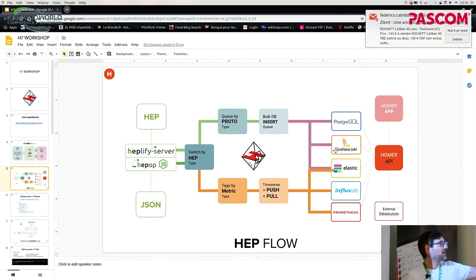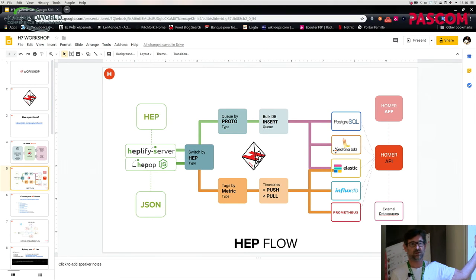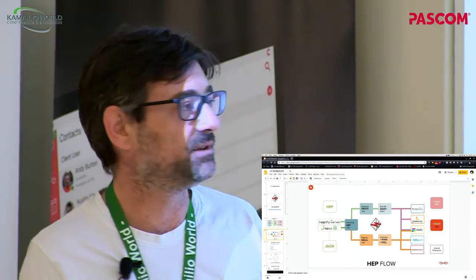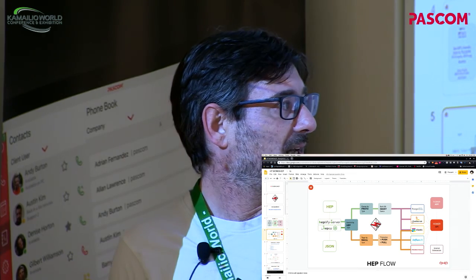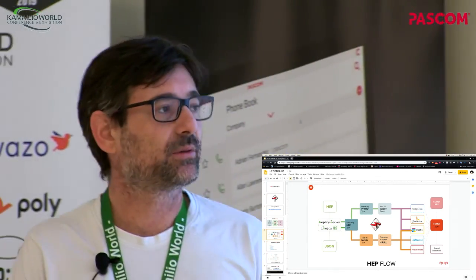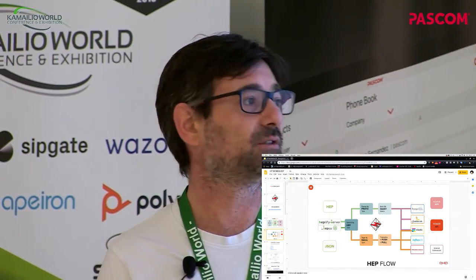So we have two new capture servers. Heplify-server, which is written in Go, is more geared towards legacy protocols: SIP, RTCP, and what we call legacy RTC protocols. And HEPop, another capture server written in Node.js, which is more geared towards the WebRTC stuff. For example, this is where Janus events, MediaSoup events, or Jitsi events are parsed and treated.